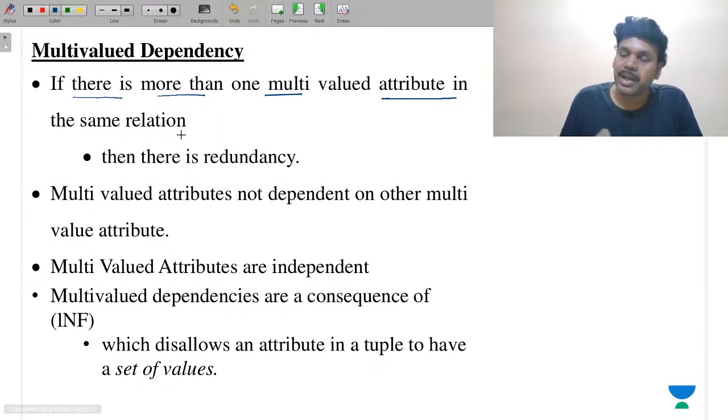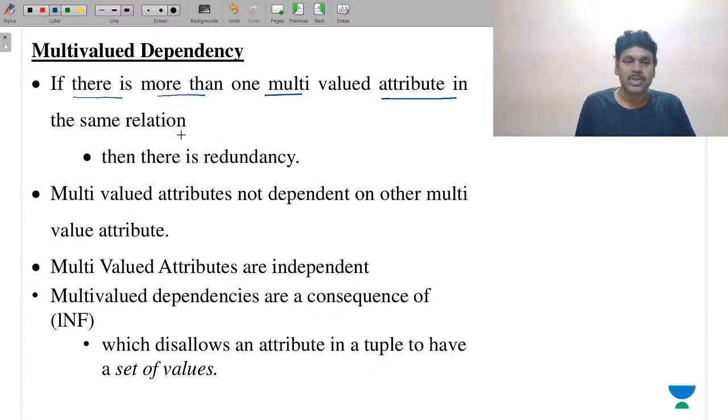cannot be derived by a key or a non-key or any other multi-value column. Multi-value attributes are independent. They never depend on three important things. They never depend on a key. They never depend on any attribute. They never even depend on another multi-value attribute, as they are independent. So this is how multi-value attributes do not depend on any other multi-value attribute.